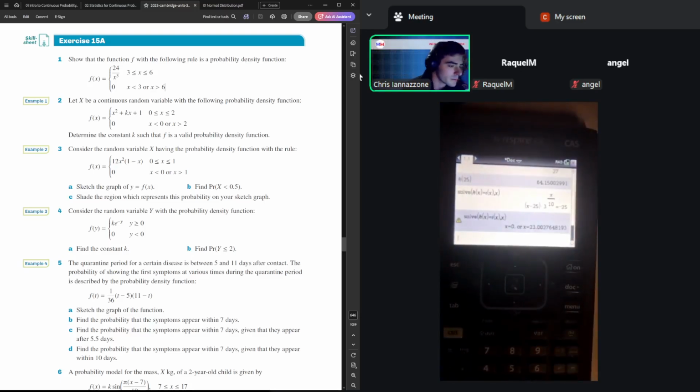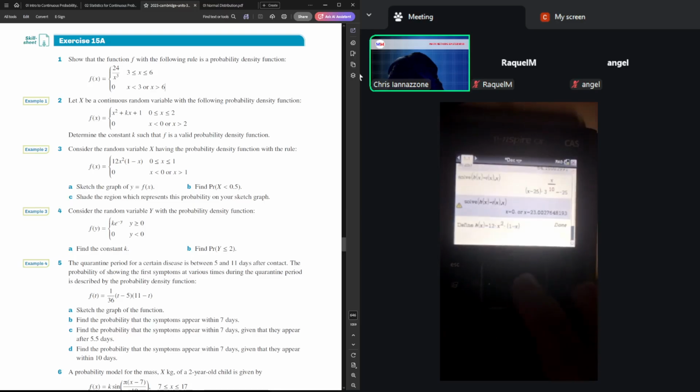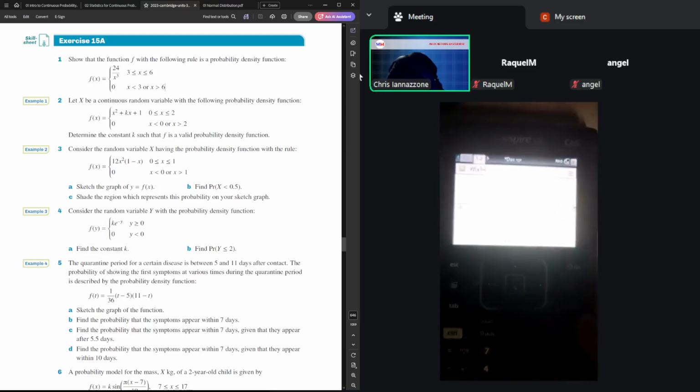Next up, they asked to sketch the graph. Sure, why not? Function is equal to 12x squared times bracket 1 minus x. And we're doing it from 0 to 1.